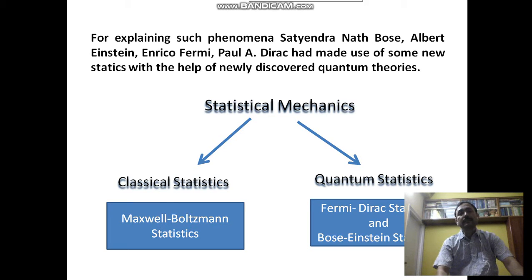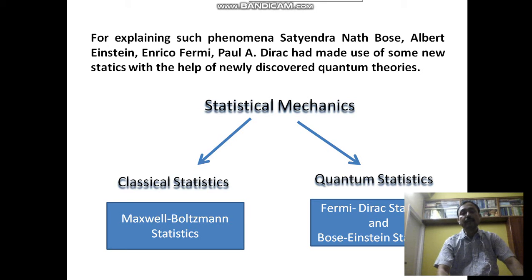For explaining such phenomena, Satyendranath Bose, Albert Einstein, Enrico Fermi, Paul A. Dirac have made use of some new statistics with the help of newly discovered quantum theories. Newly discovered quantum theory means it was discovered around 1901, when Max Planck proposed the explanation of black body radiation. So after that, this quantum statistics came into force.